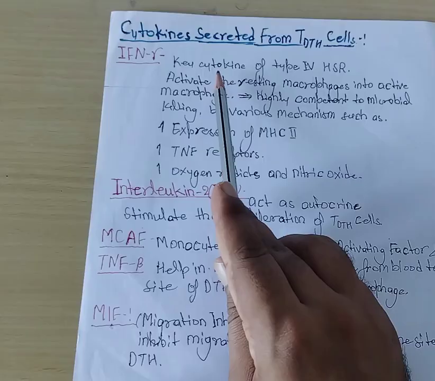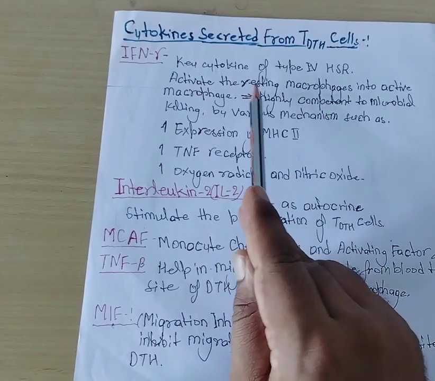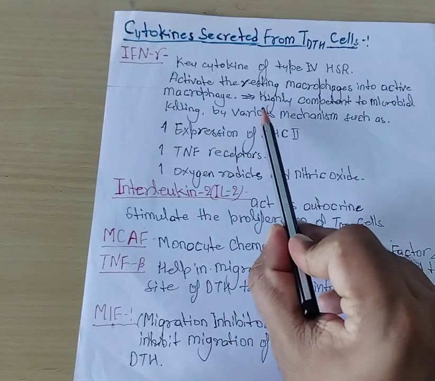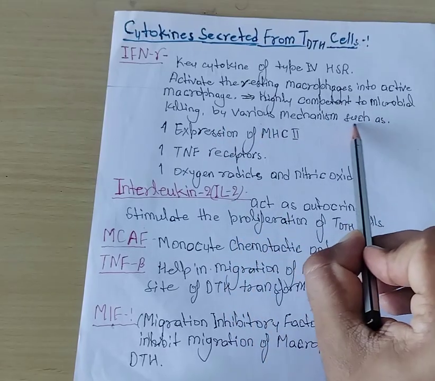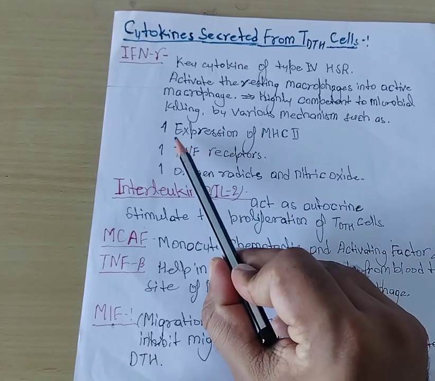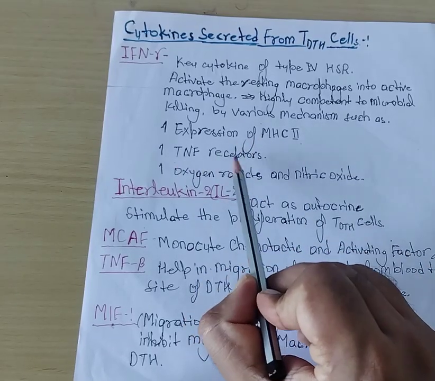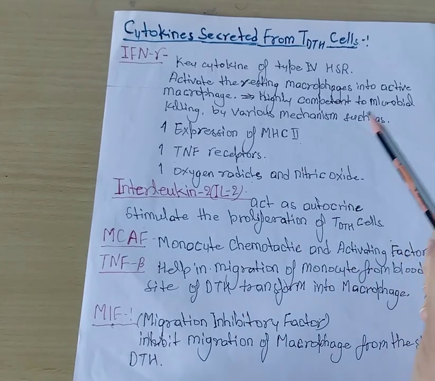Interferon gamma is a key cytokine of type 4 hypersensitivity reaction. It activates the resting macrophage into an active macrophage. The active macrophage is highly competent at microbial killing by various mechanisms, such as increased expression of MHC class 2, increased TNF receptors, increased oxygen radicals, and nitric oxide.